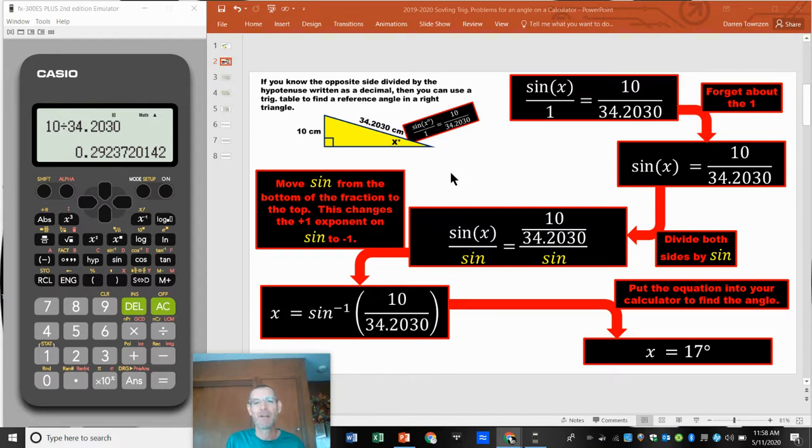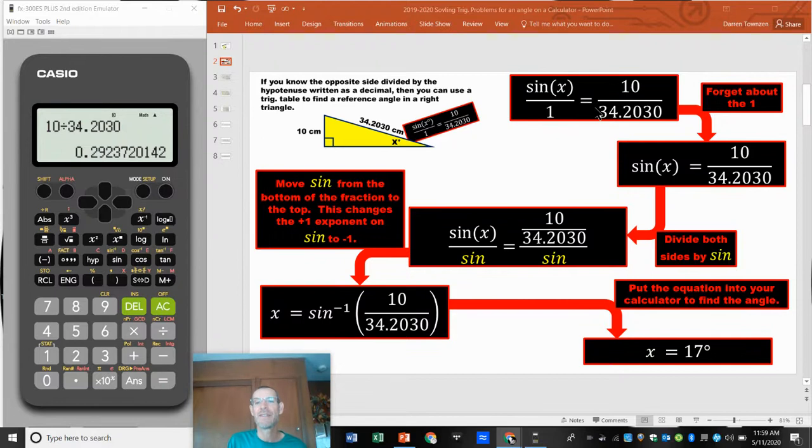This slide is about showing you the steps to using your calculator to find out that the reference angle is 17. And then after this, we'll do a few examples where you can see how to use your calculator to quickly find the missing reference angle. So our equation that we had on the last slide was sine of x over 1 equals 10 over 34.2030. Here's that equation right here.